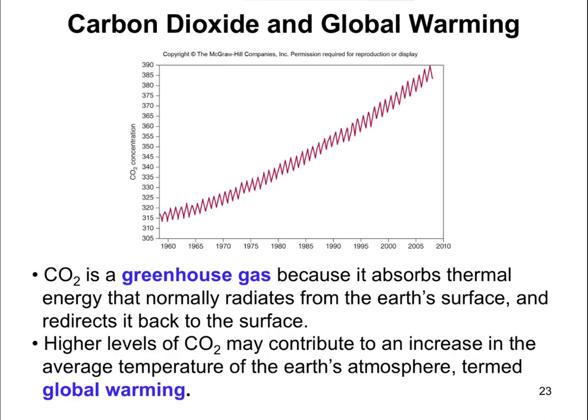So talking about gases in the atmosphere, greenhouse gases are named this because basically they absorb energy that normally radiates from the Earth's surface. These greenhouse gases hold on to that energy and make things hotter. So CO2 is considered a greenhouse gas, and a lot of people will talk about how increased levels of CO2 is what's being attributed to global warming.